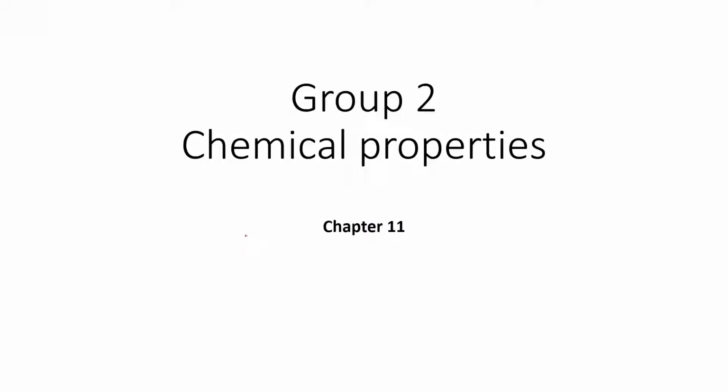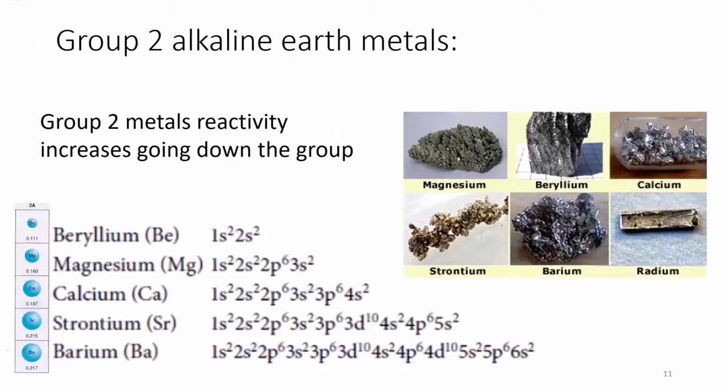Today we will talk about chemical properties of group 2. So we talked about the physical properties of group 2 alkaline earth metals, and we saw that the atomic radius increases down the group. The two valence electrons in s orbital, the distance between those two valence electrons and the positive nucleus increases going down the group.